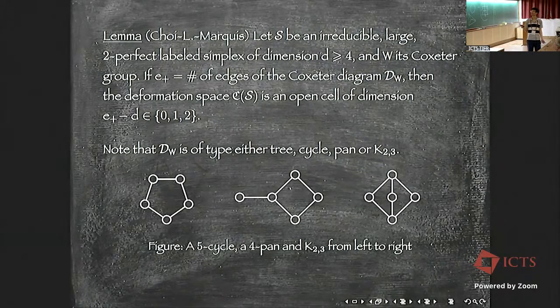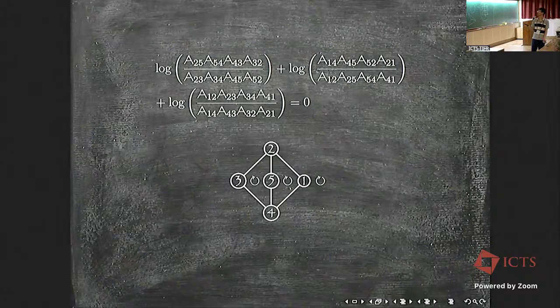Then, as I said, this lemma gives exactly the description for the deformation space of the labeled simplex. This is basically the Coxeter diagram, and depending on the diagram, we can easily see that this deformation space for the labeled simplex is an open cell. For example, this is one example of how we can do it.